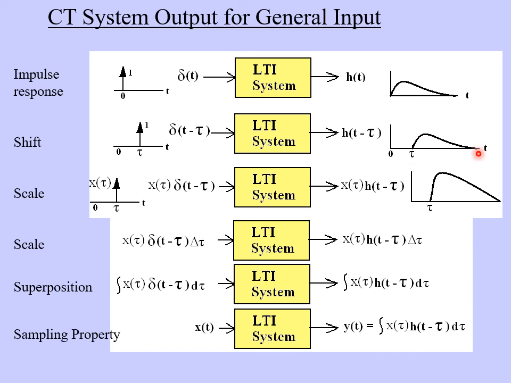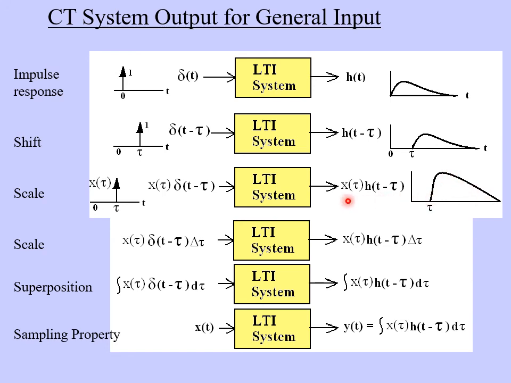It's delayed. We can also scale the input. If we take this shifted delta function, delta of t minus tau, and scale it by the value of the function at time tau, we have x of tau times delta of t minus tau, and all that does to the output, because of linearity, is scale the output by the same value of x of tau. So if this was h of t minus tau up here, then x of tau times h of t minus tau is just going to be a taller version of this.